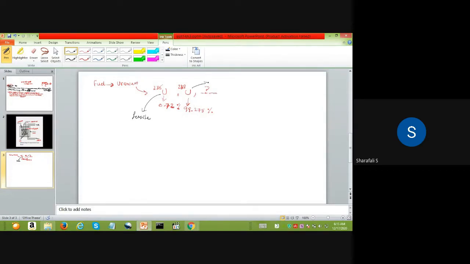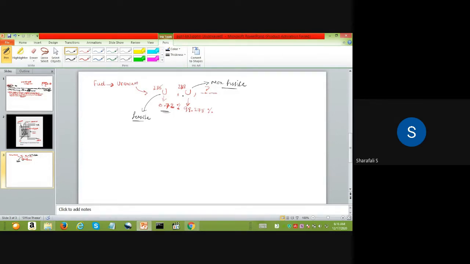But these are non-fissile nuclei, because they will not undergo nuclear fission reactions with thermal neutrons. Uranium-238 will not undergo fission using thermal neutrons. It needs more energy to cross that barrier. So these are non-fissile nuclei. This is the fissile nucleus, uranium-235, and we need more uranium-235.